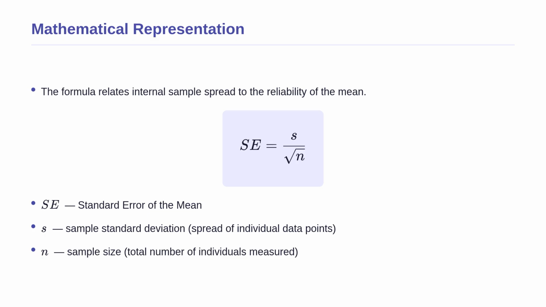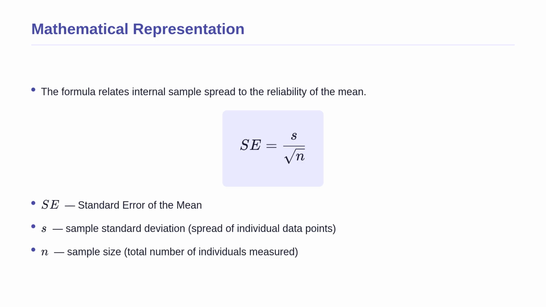Now that we understand what it is and why we need it, let us look at how to calculate it. The formula for the standard error is beautifully simple but incredibly powerful. It equals S divided by the square root of n. Let us carefully unpack every single symbol in this highly useful formula.